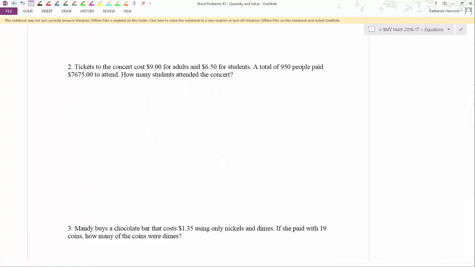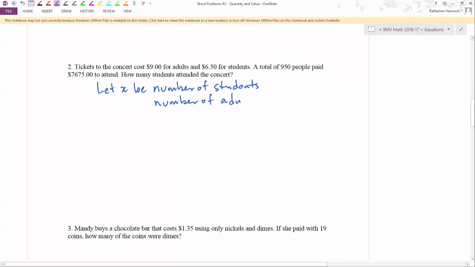Second question. Tickets to the concert cost $9 for adults, $6.50 for students. A total of 950 people paid $7,675 to attend. How many students attended the concert? So same thing as before. Let x be, they asked us how many students, so we'll make that x. Let x be the number of students. And the next let is going to be the number of adults.